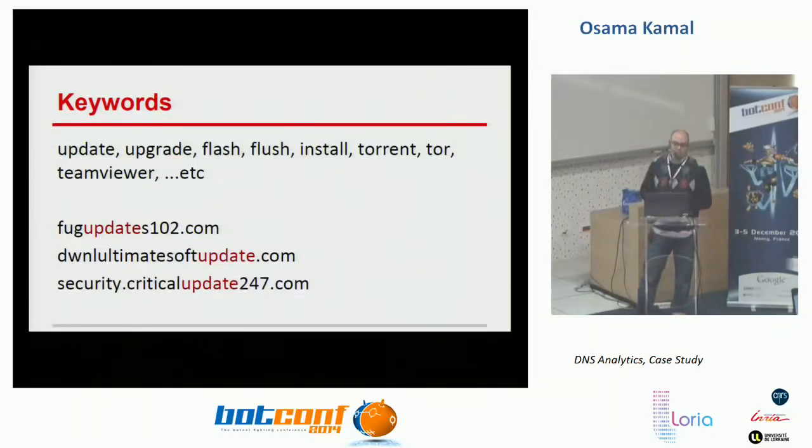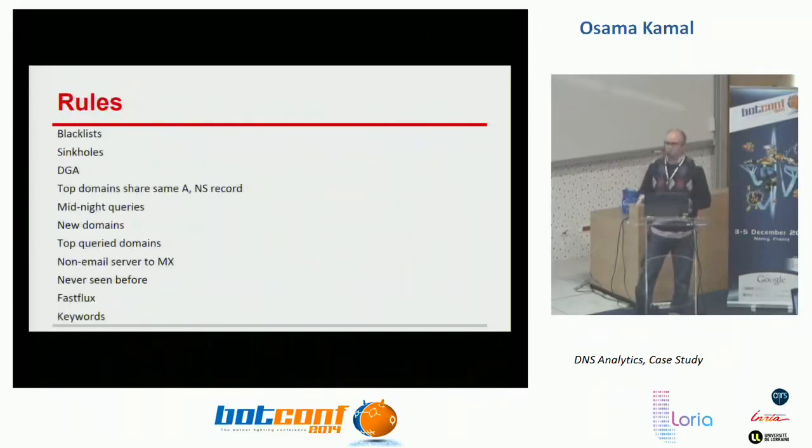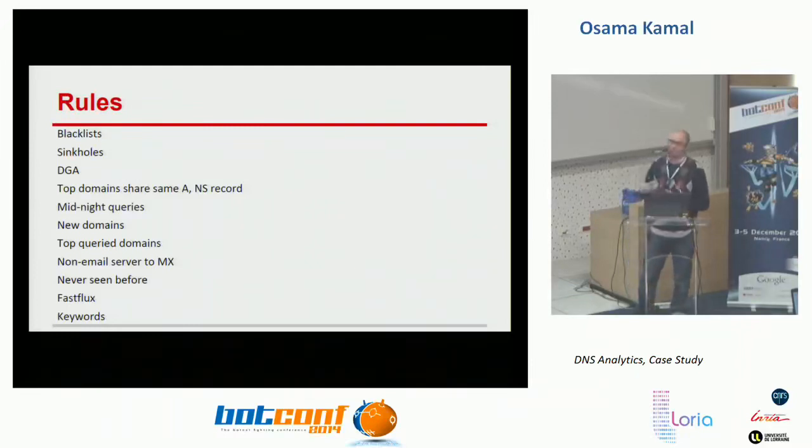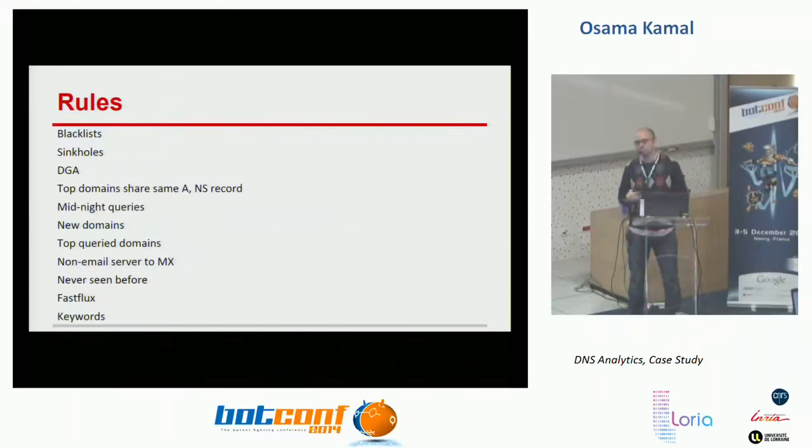Keywords are very essential in our search. I mean, we search for specific keywords. We have a big list of keywords. We check on the domains, and we tag the domains that we found have some bad keywords. We have lots of rules. I mean, we do DGA search, midnight queries. We have found queries on off days, new domains that we have never seen before. We do fast flux detection, like checking the TTL values, the number of IPs for a specific domain, and the number of countries for these domains. So this kind of stuff, these are the rules that we check.